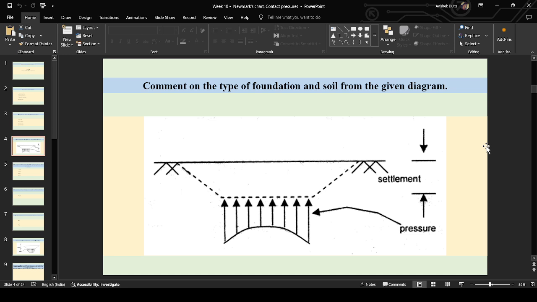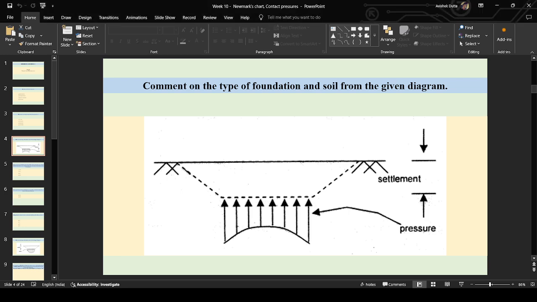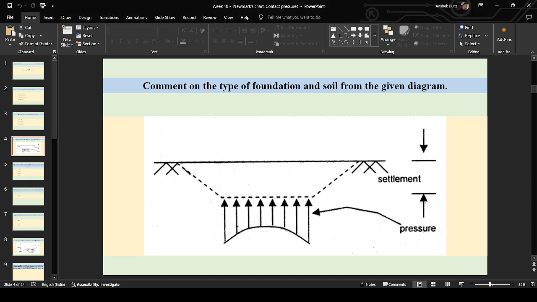Let me know if you have finished the drawing or taking the screenshot of the diagram. Okay, have you finished drawing the diagram? Hello. Okay, anyway, I'll just repeat the question.